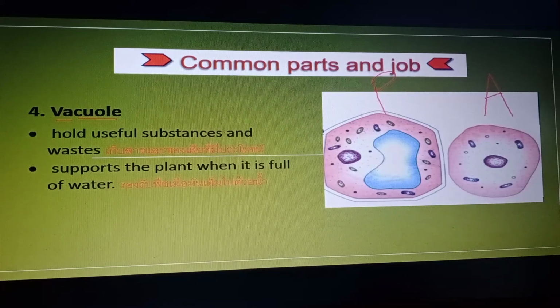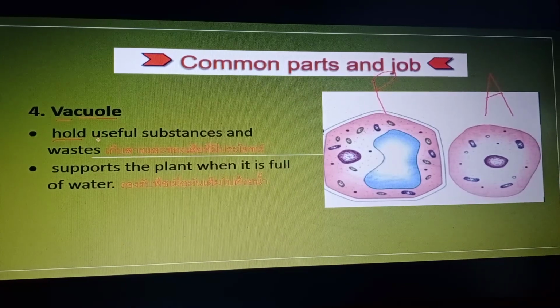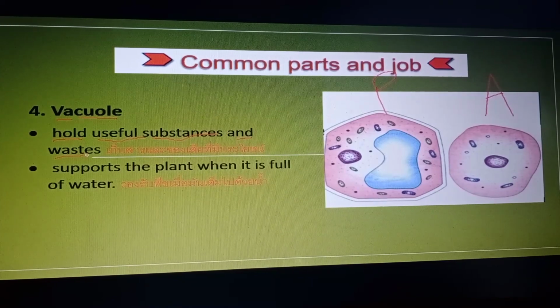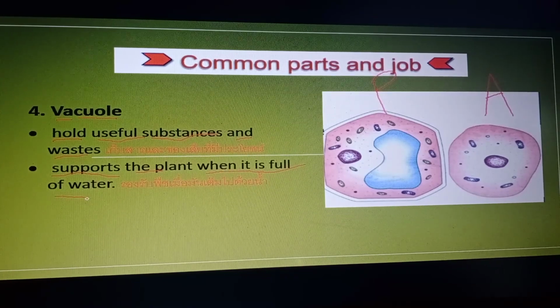Now, what is the function or the job of your vacuole? Vacuole holds useful substances and waste. It also supports the plant when it is full of water. So your vacuole supports the plant when it is full of water. It also holds useful substances and waste. So this one is your vacuole.